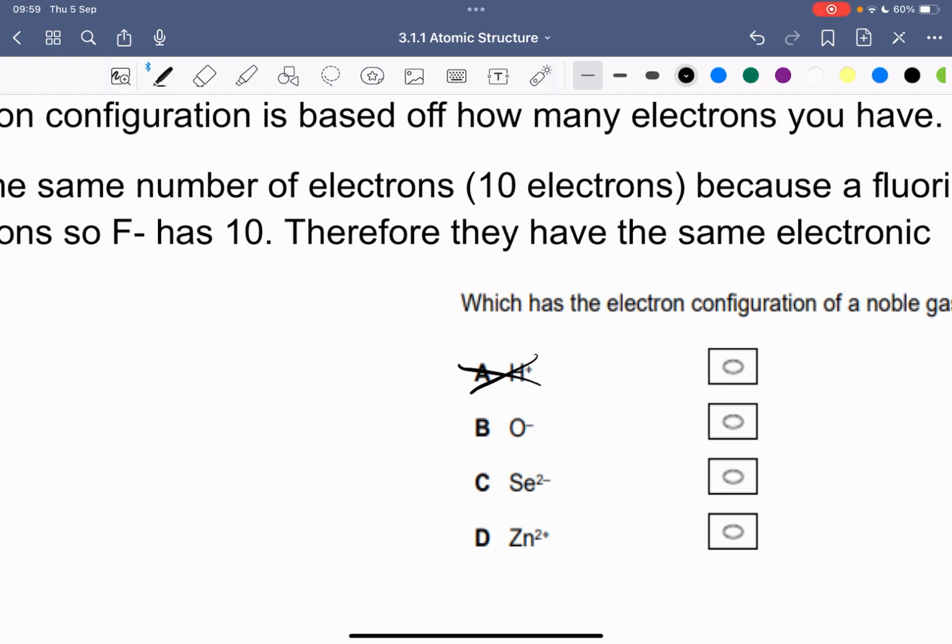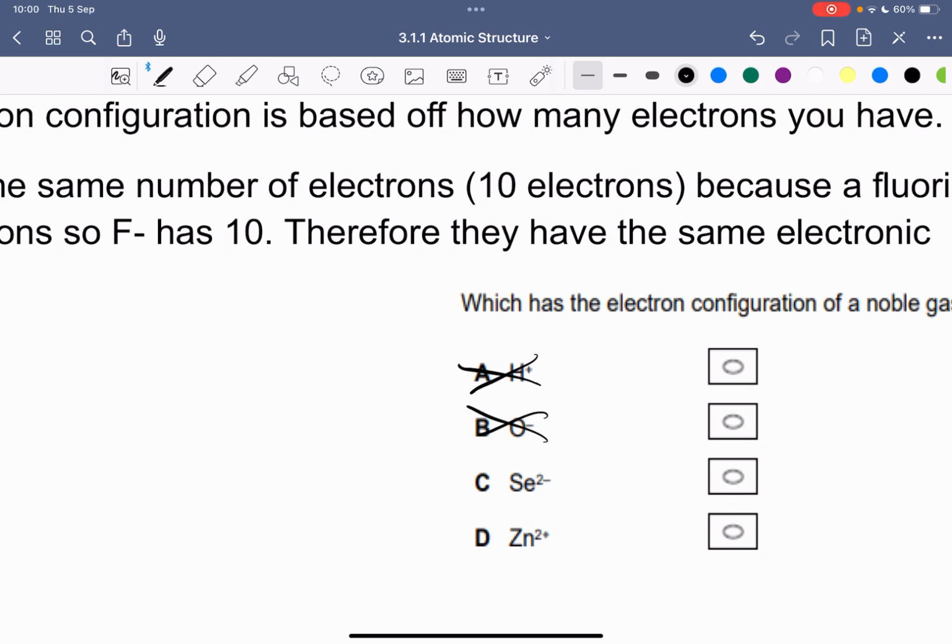Now O-, if you look, it has 8 electrons. Now if we add an electron, it has the same structure as fluorine, because it moves 1 to the right. So now you have 9 electrons, the same structure as fluorine. And this is not a noble gas.